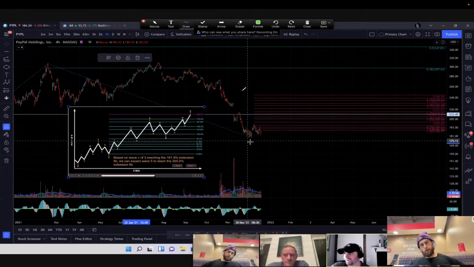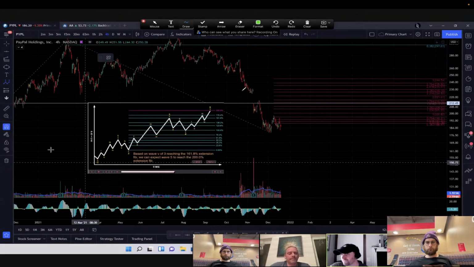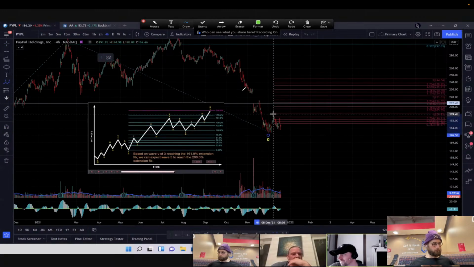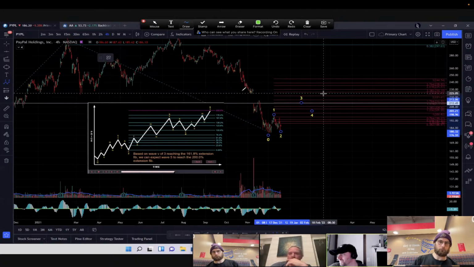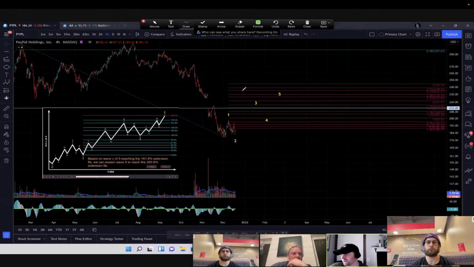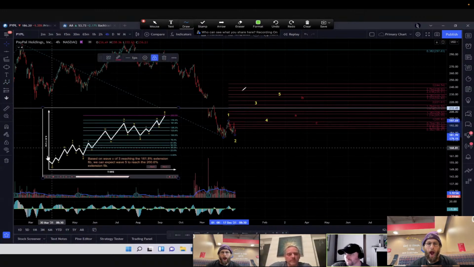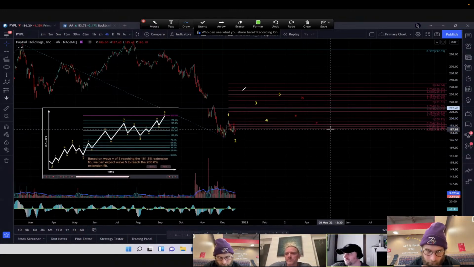Let me try and draw this out. It would probably look like this: 1, 2, let's call it a 3, 4, 5 comes up and fills the gap, right? And then let's say we have an A, B, C, something like this. Then that will complete this initial move. Then we would run our fib.